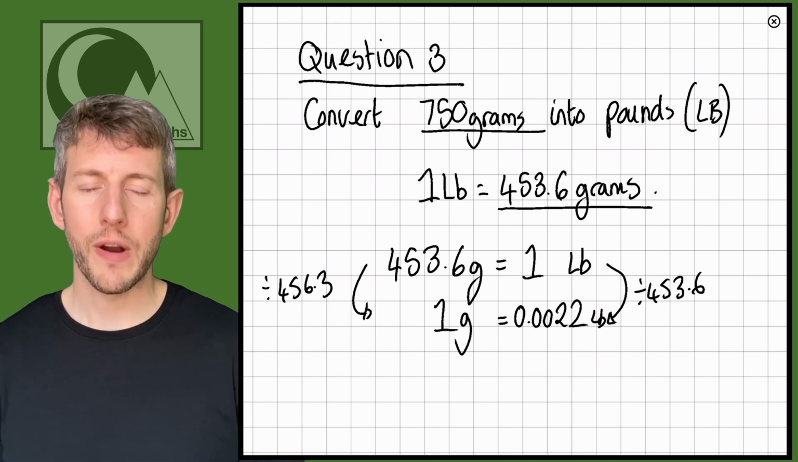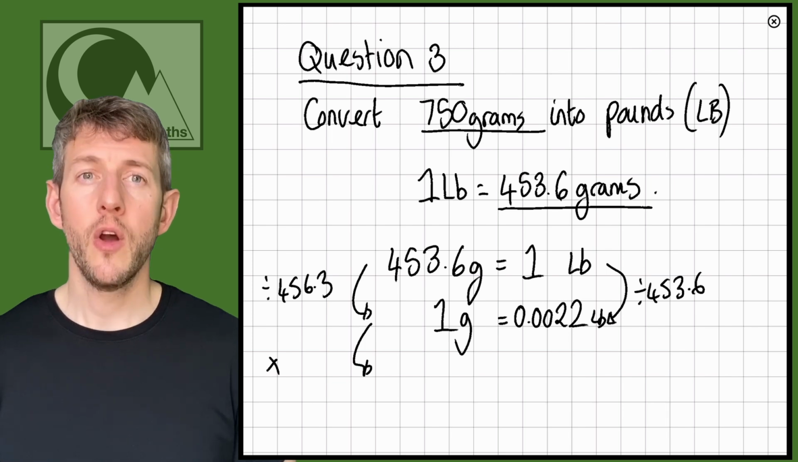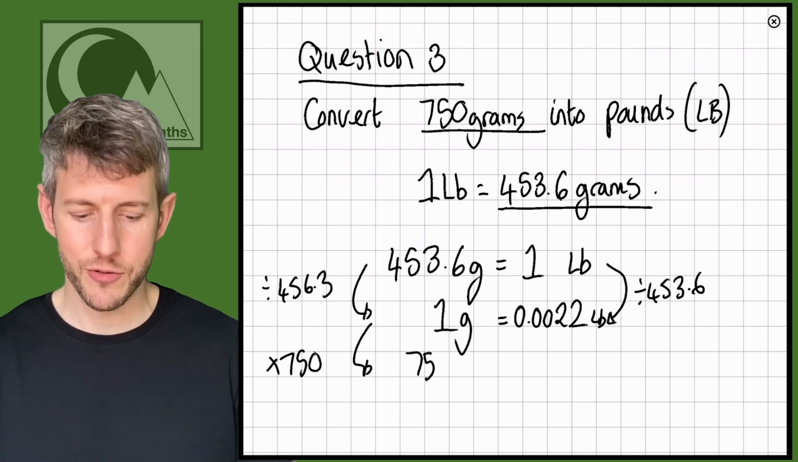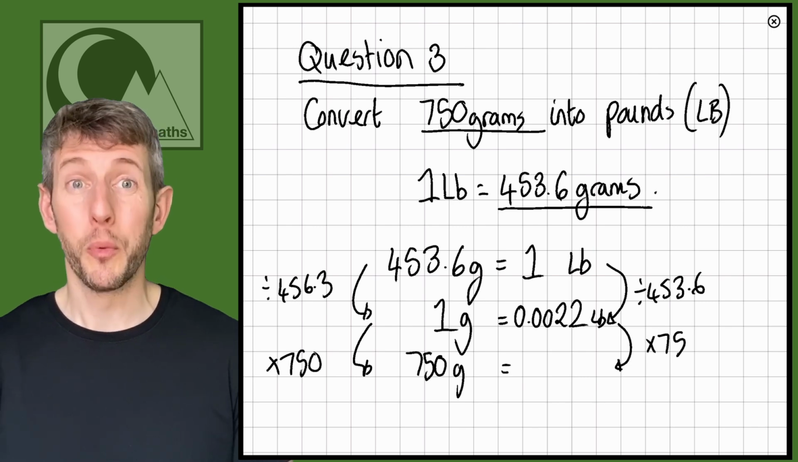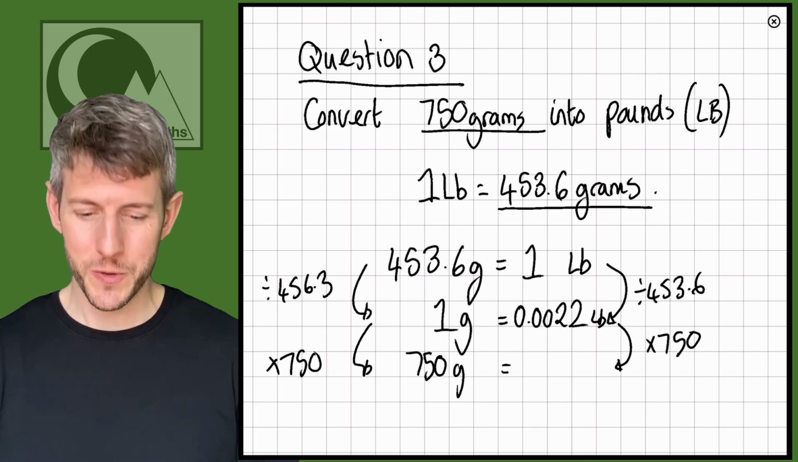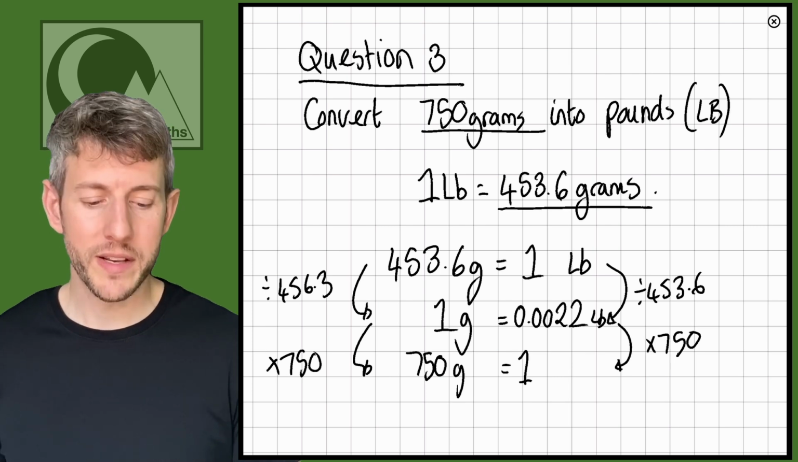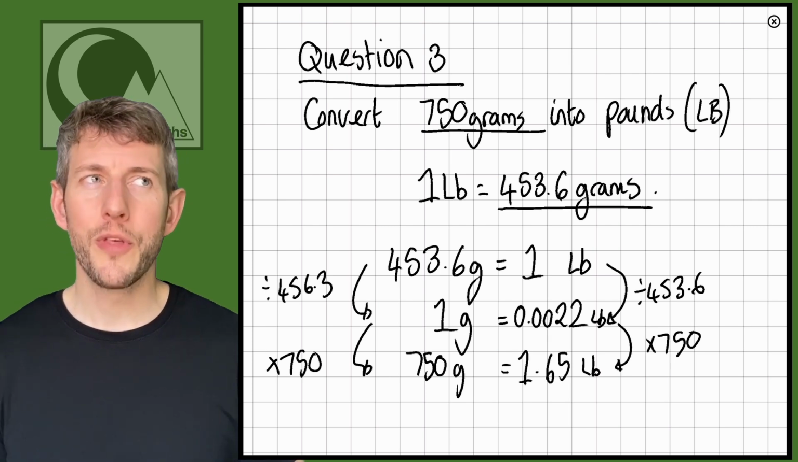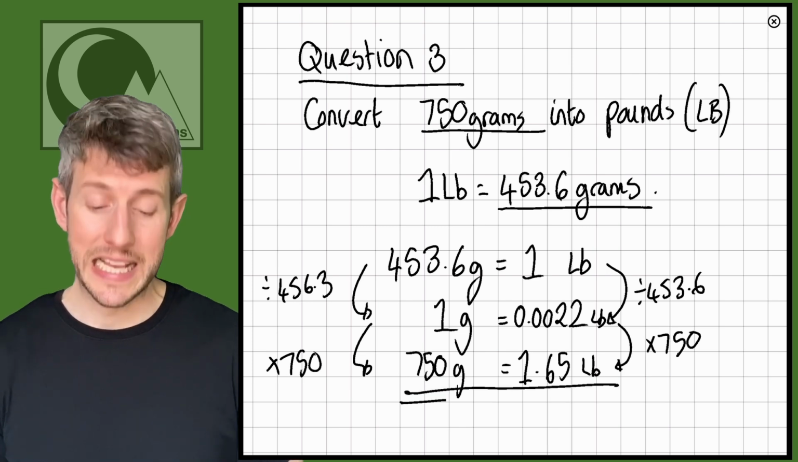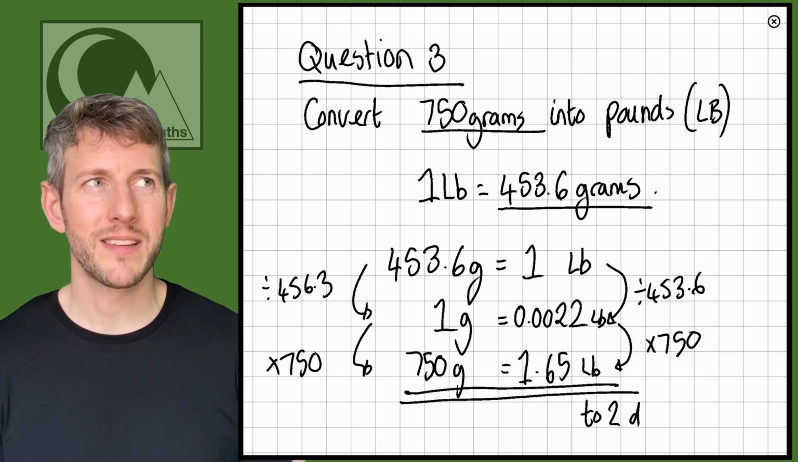Now we know that 1 gram is 0.0022. We can multiply that by 750. So 1 times 750 is our 750 grams, and 0.0022 times 750 equals 1.65 pounds. So we know that 750 grams is 1.65 pounds, rounded to 2 decimal places.